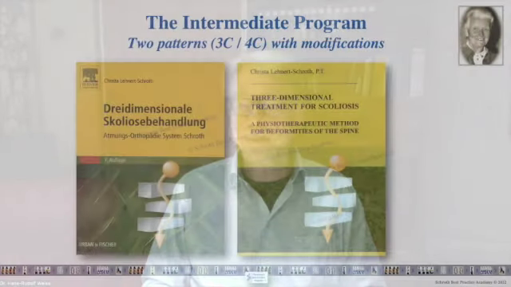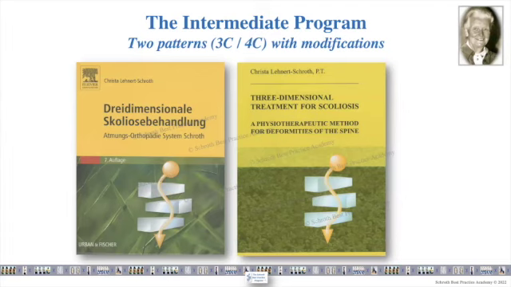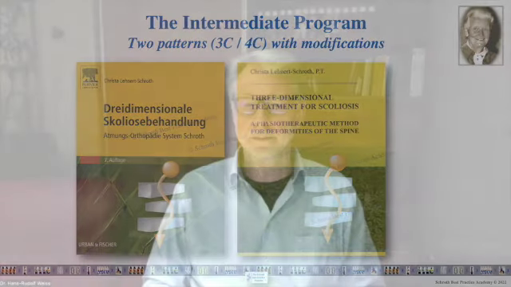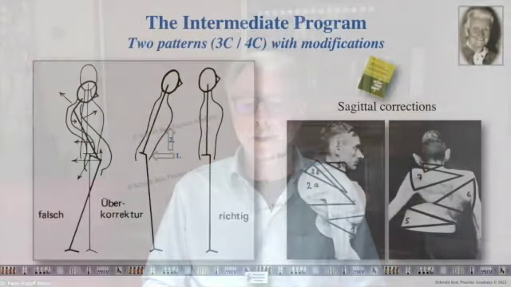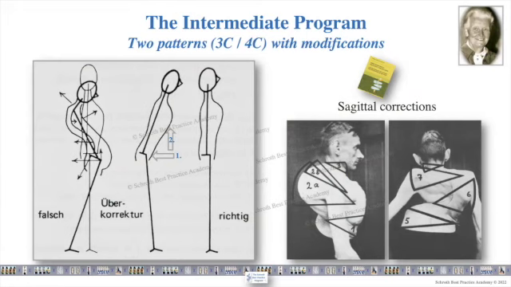In 2007, the 7th edition of Christa's book appeared and was also published in English language. Still, the sagittal corrections from the original Schroth program were promoted, like also applied for the treatment of poor posture and thoracic kyphosis.